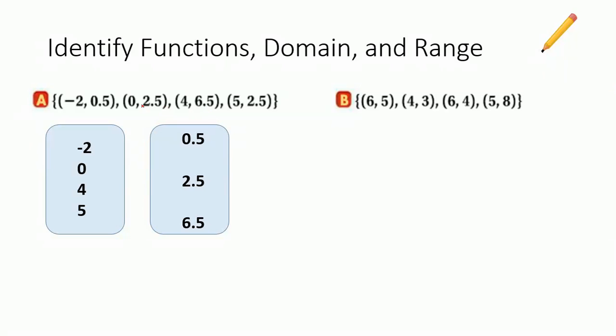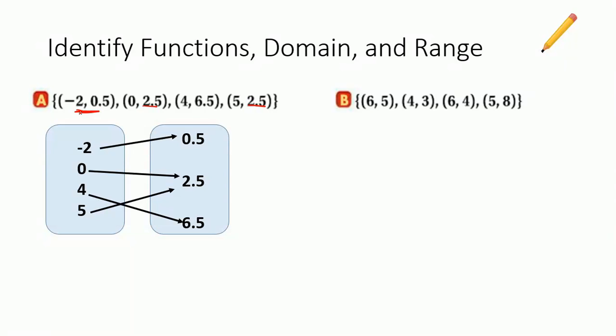Notice how I didn't write 2.5 twice. I only wrote it once. You only need to write each range value once. -2, I know that goes to 0.5 because those two are in the same ordered pair. 0 goes to 2.5, 4 goes to 6.5, and 5 goes to 2.5.